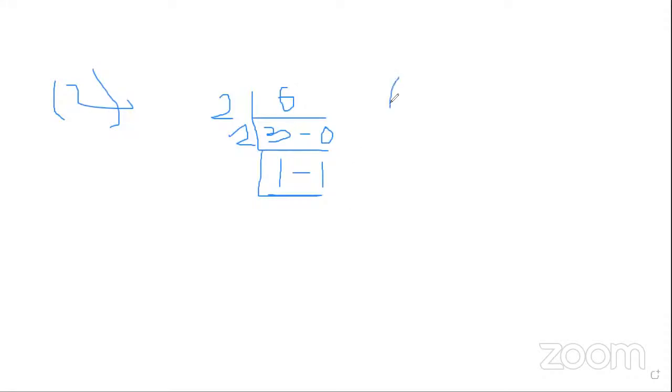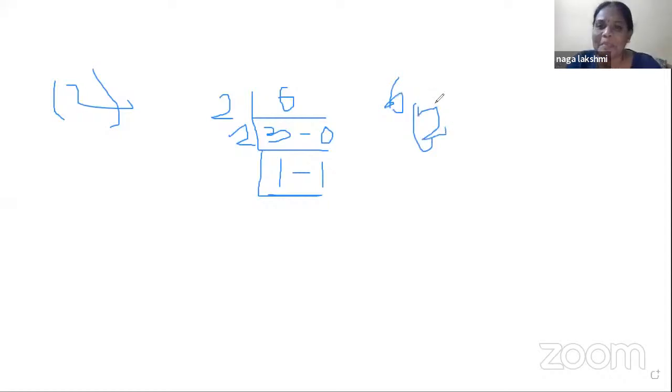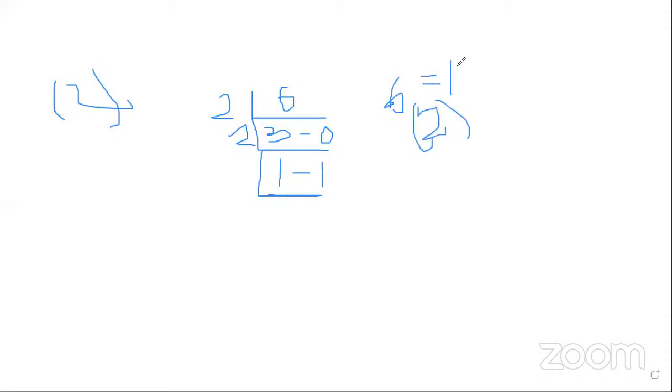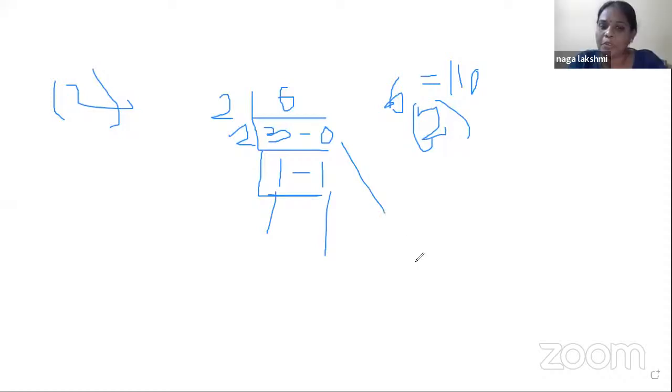So, 6 in base 2. Unable to draw, that is the problem here, Prabha. So I took a big 2. 6 in base 2 is how much? 1, 1, 0. Am I clear, girls? Have you got this? Yes, ma'am. So how did this 110 come? This one, and this 0. From the last you have to go. Is that clear, girls? Yes, ma'am.